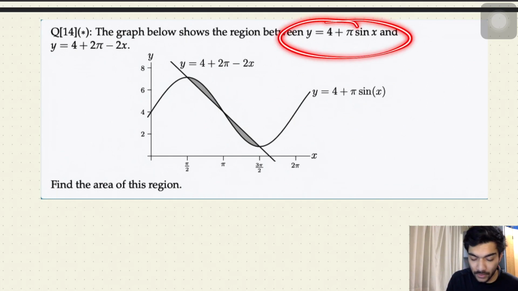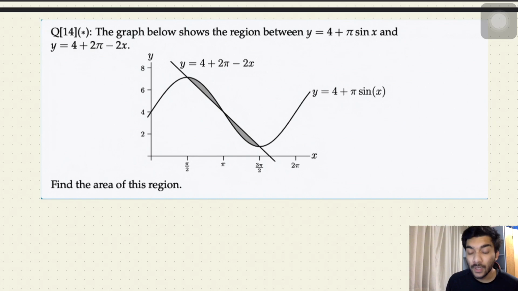So let's do one more question on area between two or more curves. And in this video, we'll also cover some important points about breakpoints, when you have breakpoints in your area calculation, and how to calculate the area of the shaded region when you have breakpoints in these types of questions.